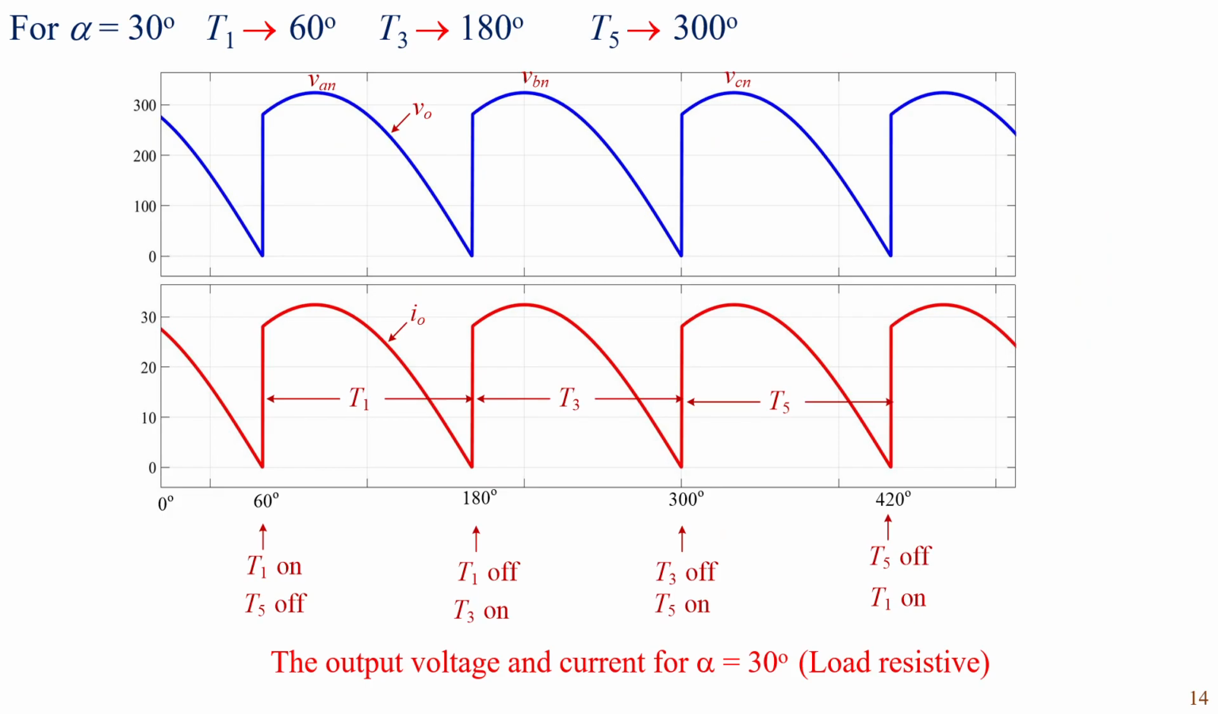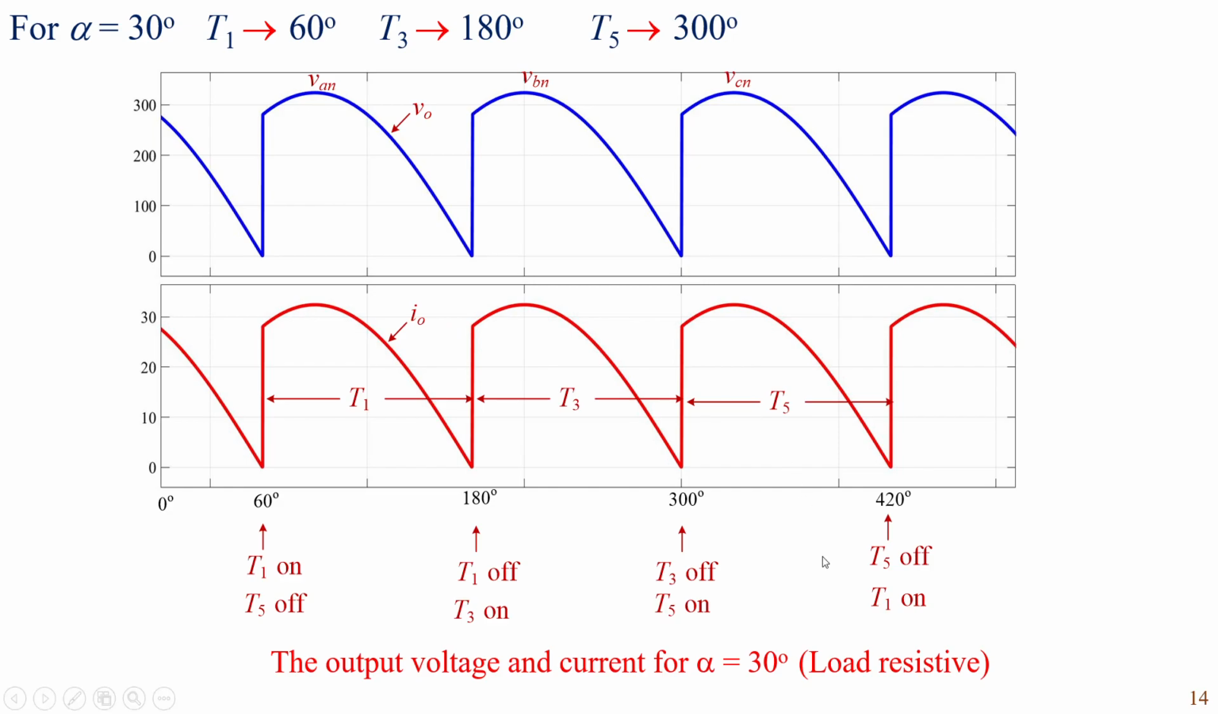These are output voltage and current for alpha equals to 30 degrees. When alpha equals to 30 degrees, T1 is turned on at 60 degrees, T3 is turned on at 180, and T5 is turned on at 300 degrees. When T1 is turned on at 60 degrees, the voltage suddenly rises from 0 to a particular value, and the voltage rises sinusoidally to peak value at 90 degrees and falls sinusoidally to 0 at 180 degrees.